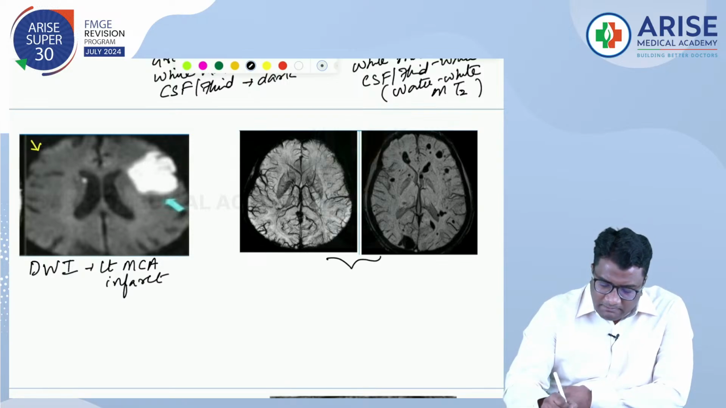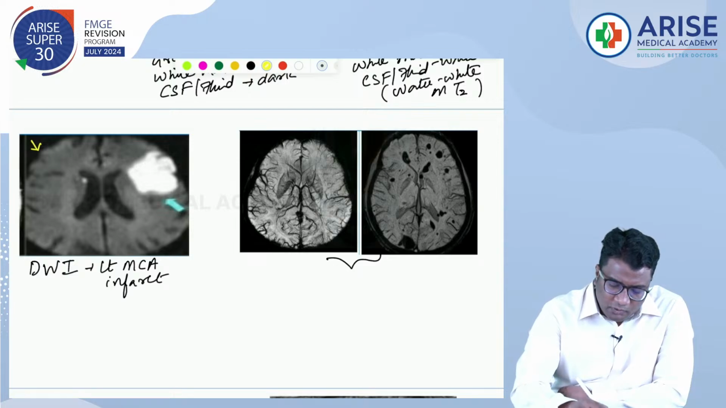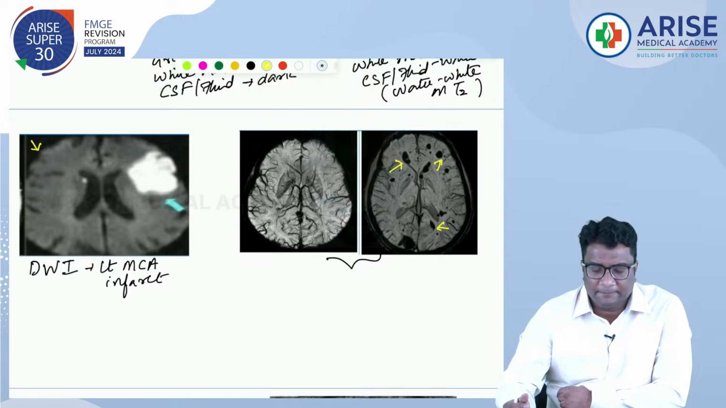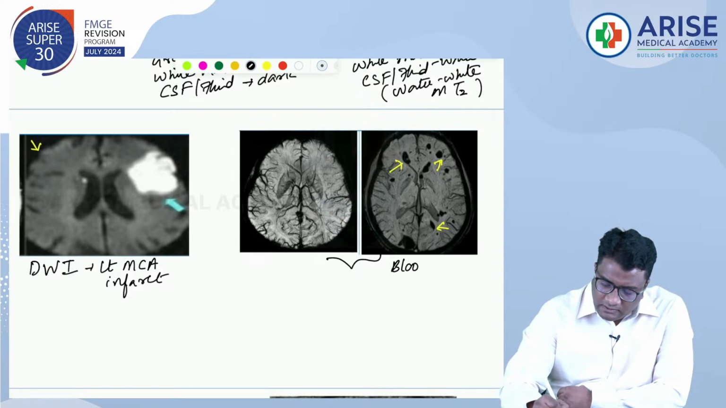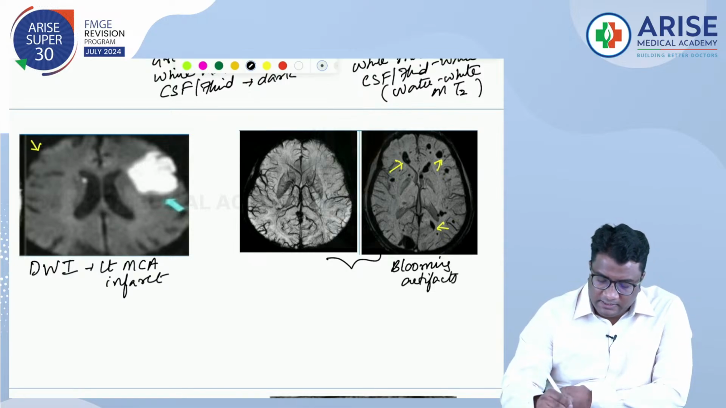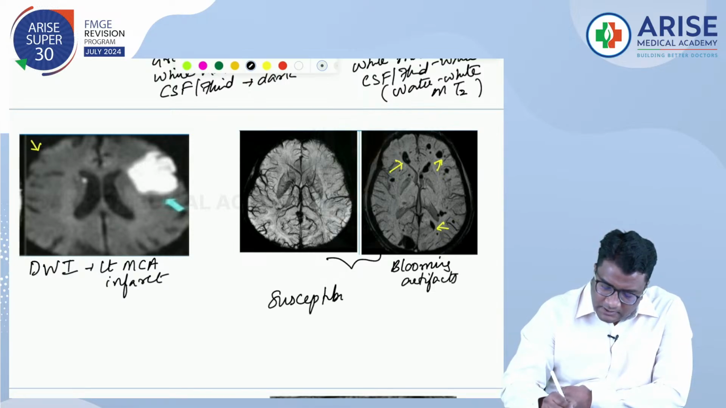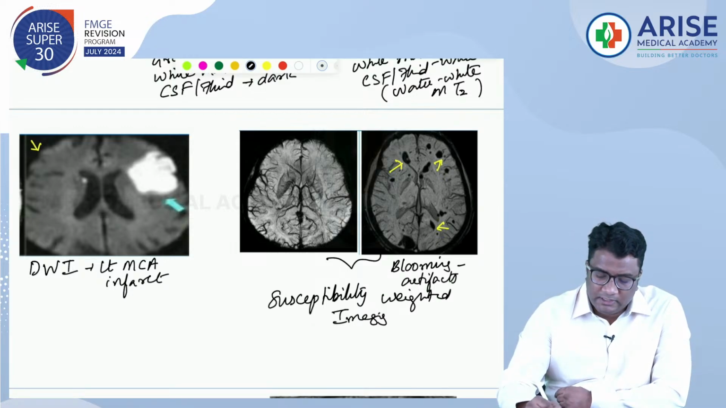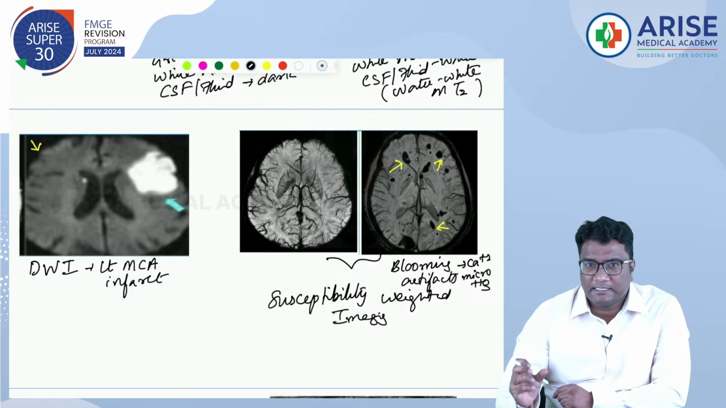And if the vessels are jet black and you are seeing these blooming artifacts, these dark areas that you are seeing are called blooming artifacts. So if you see jet black vessels with blooming artifacts, this is susceptibility weighted imaging. Around calcifications, hemosiderin, and microhemorrhages, you see these blooming artifacts. When you see blooming artifacts, that is susceptibility weighted MRI.